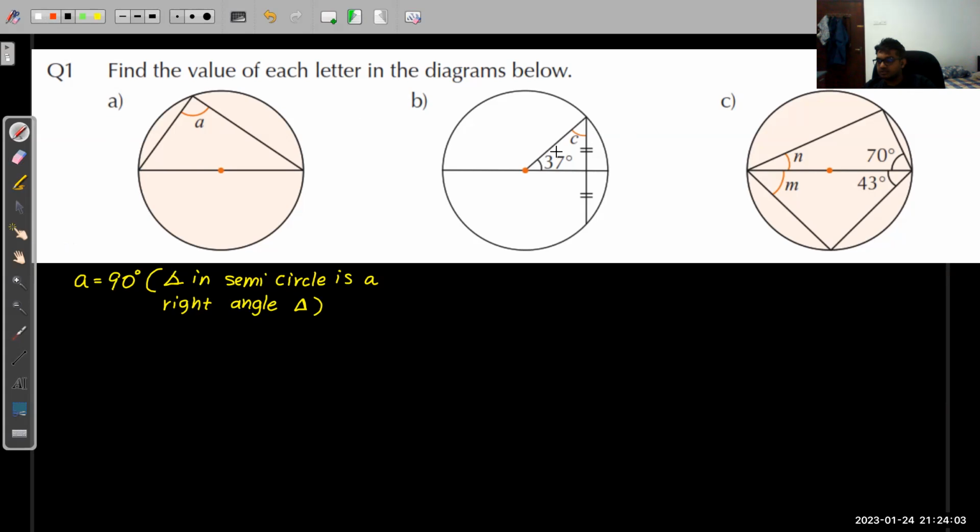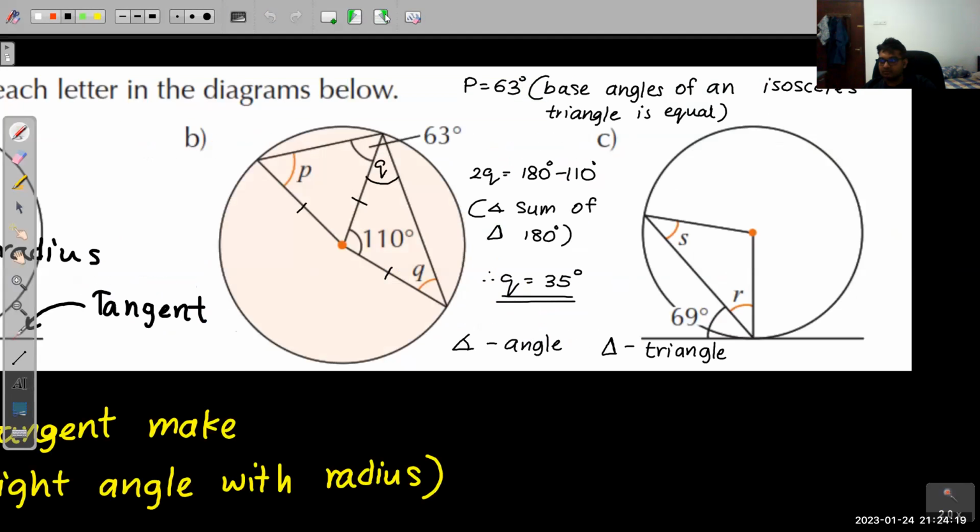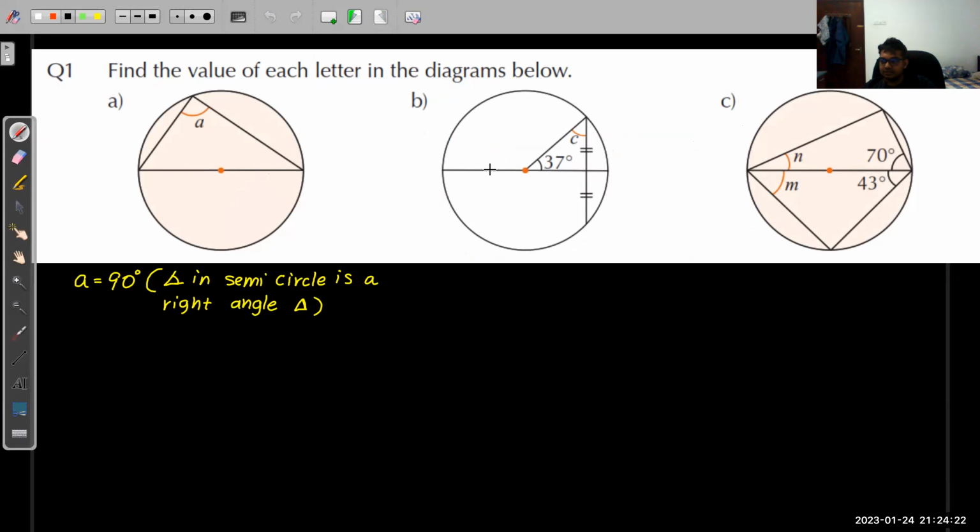What about this one? This is 37 degrees. You need to find C. Can you remember that theorem? A diameter bisects a chord at right angle. If you draw a diameter to a chord, we can tell this angle is 90 degrees. Which is 90, so can't we find the value of C now? You can write C plus 37 plus 90 equals 180. But you need to write the reason.